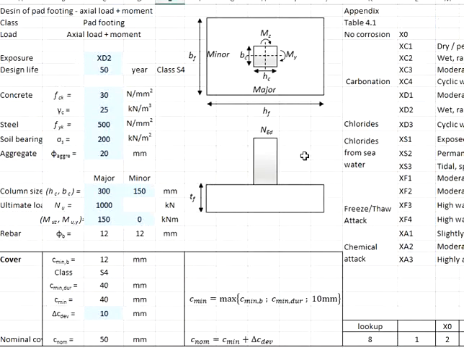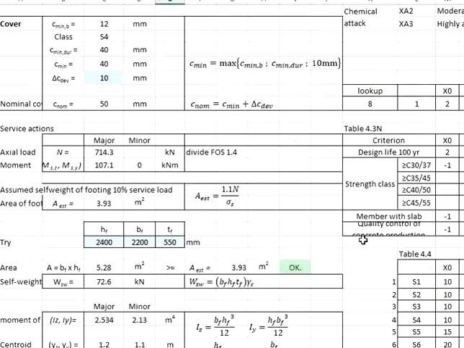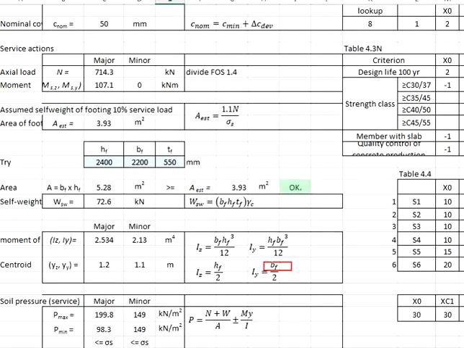The rotational plane will be at the middle of the 2.2 meter. That means you use 2.2 meter divided by 2, you have 1.1 meter. And then you need the I, which is the moment of inertia. The I here represents the moment of inertia of the pad footing against the rotational axis.